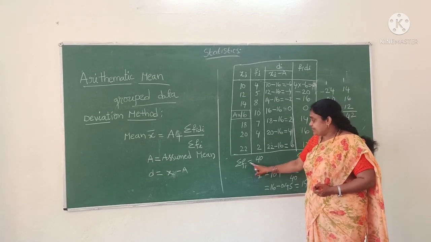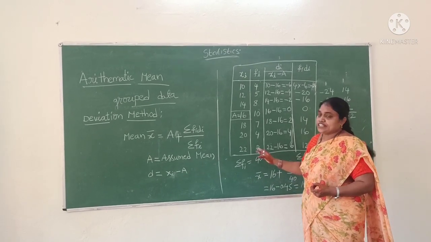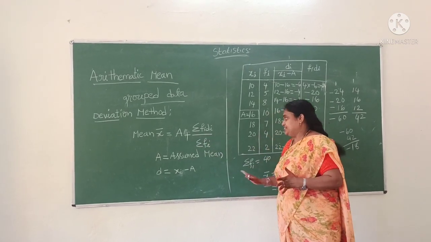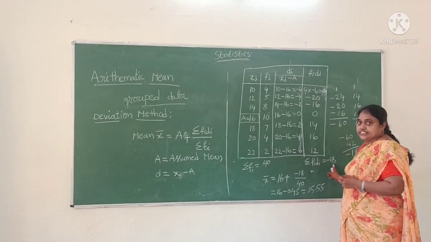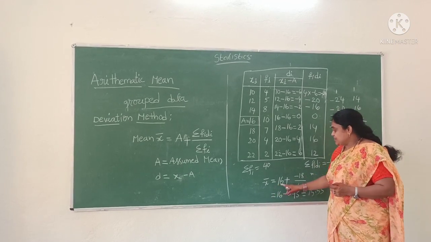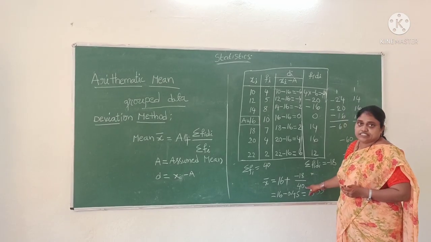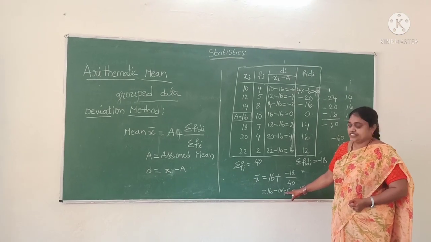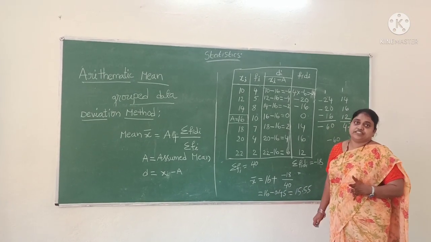Then we got sigma Fi is 40. Now what is the formula? Formula for mean is A plus sigma Fi Di by sigma Fi. We got sigma Fi Di is minus 18 and sigma Fi is 40. So x bar is equal to assumed mean 16 plus minus 18 by 40. We calculate minus 18 by 40 is 0.45. So 16 minus 0.45 is 15.55.